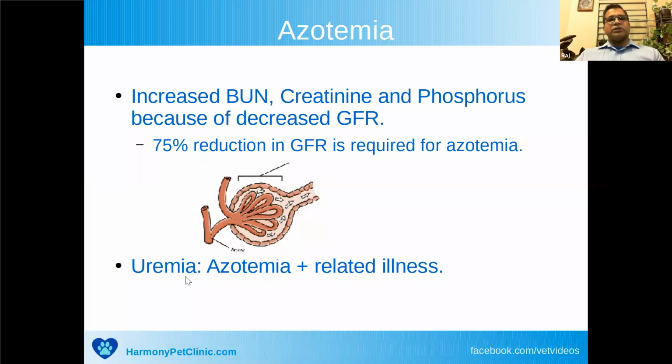So uremia is azotemia plus related illness. Any other sickness that azotemia may cause. It may be PUPD, polyuria, polydipsia, increased drinking, increased urination. It can be vomiting, diarrhea, or combination of many other symptoms. That's called uremia.